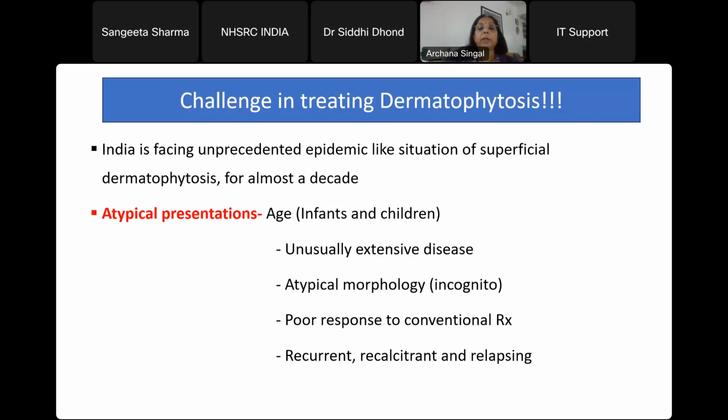Challenging in treating dermatophytosis. As I told you, India is facing an unprecedented epidemic-like situation of superficial fungal infection. There are atypical presentations. Infants and children never used to be involved. Now it has become like scabies. If one person is involved, the rest of the family is also involved. Unusually extensive disease, atypical morphology, in which there is no ring. It's all plaque. Poor response to conventional treatment, or they require very long treatment, and the disease is recurrent, recalcitrant, and relapses very fast.